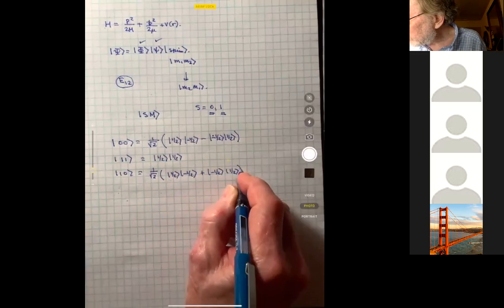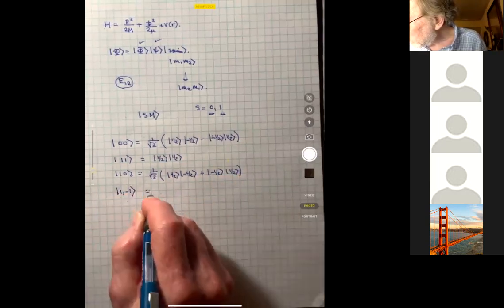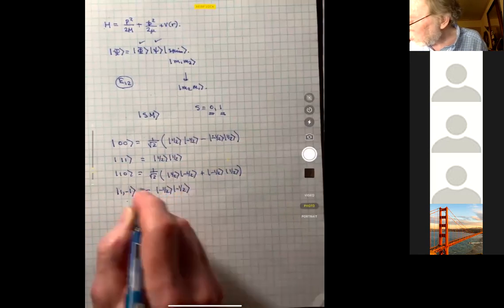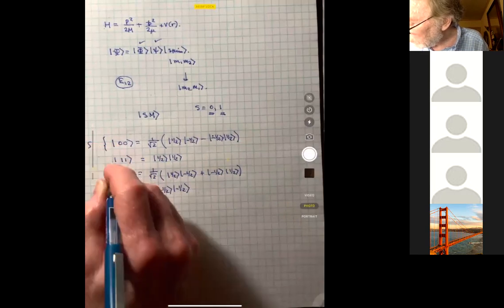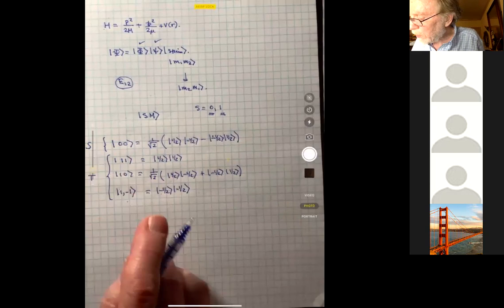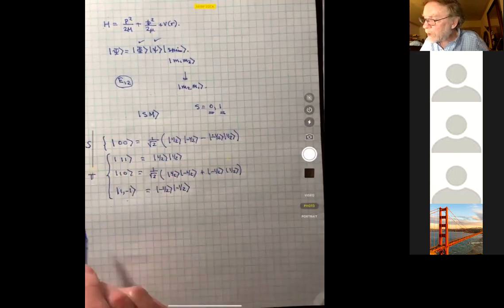I'm just looking up Clebsch-Gordan coefficients in the tables, and this is equal to minus 1/2 times minus 1/2. The first one is the singlet, and the remaining 3 are the triplet states, called for obvious reasons for the number of states involved, the number of magnetic quantum numbers.